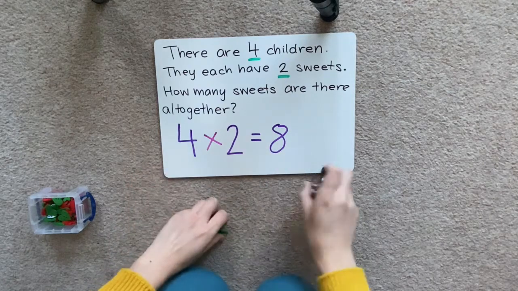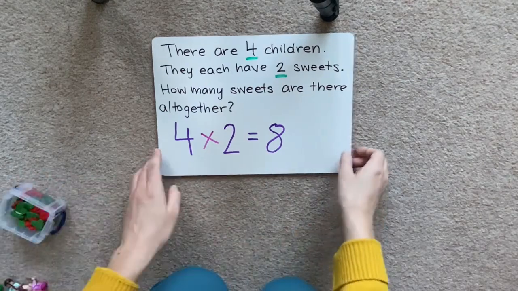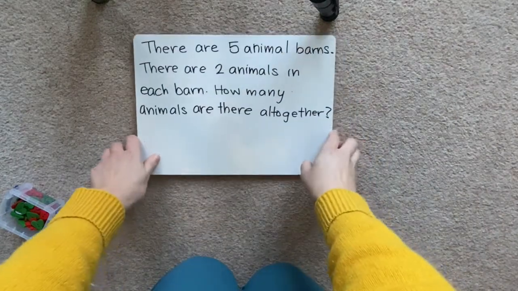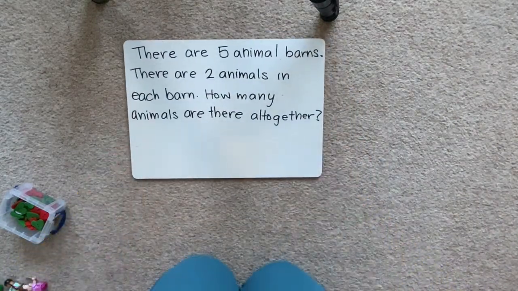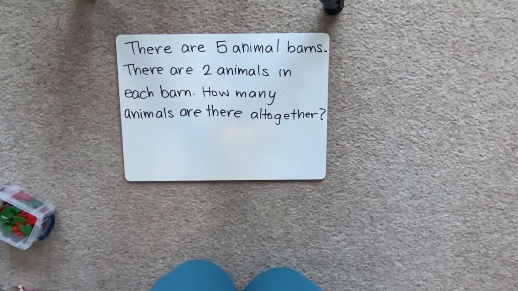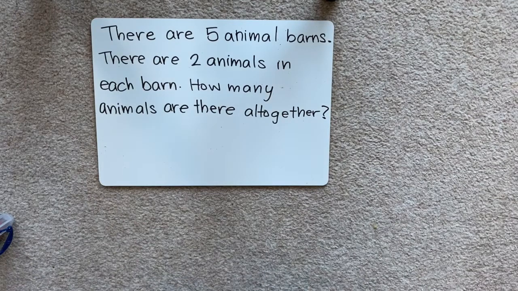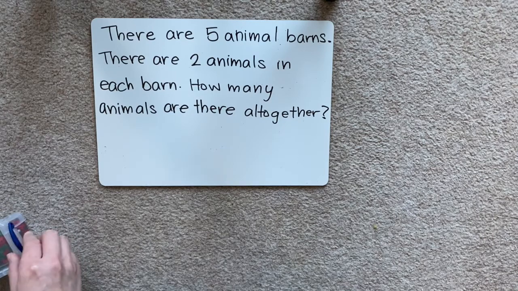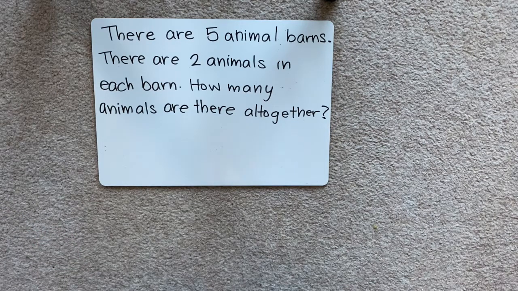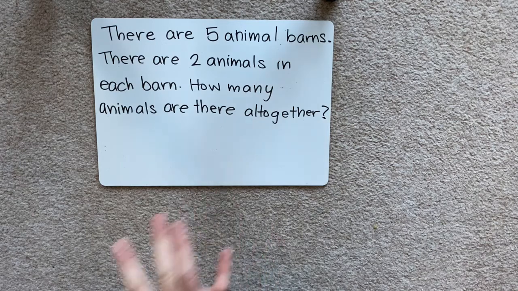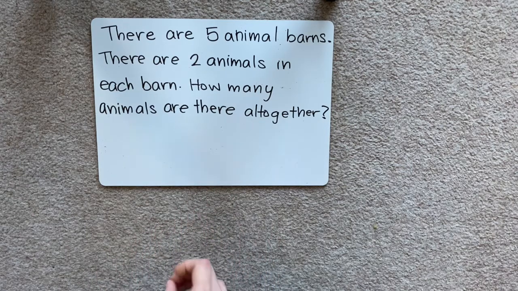Right, let's clear this out of the way. Let's do another question. Last question. I'm going to zoom back in a little bit. There are 5 animal barns. There are 2 animals in each barn. How many animals are there all together? So there's 5 barns, and in each barn there are 2 animals.